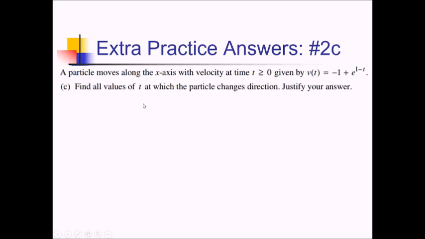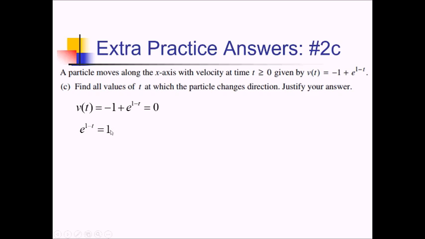For this part, we want to find all t values at which the particle changes direction. So for this, we need to figure out where the sign of velocity is changing. And again, since we don't have a calculator, we're going to have to do this by hand. So let me start by setting velocity equal to 0 and solving. So we have v of t, which is all this stuff, equals 0. And let me just add 1 to the other side.